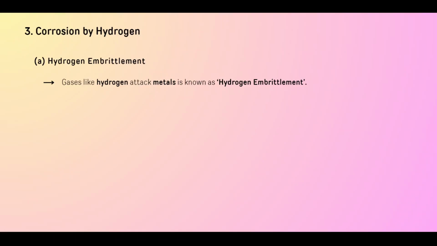Corrosion by hydrogen. The action of hydrogen on metal occurs by two distinct processes. The first one is hydrogen embrittlement. Now here, gases like hydrogen attack the metal. This is known as hydrogen embrittlement. It is due to the formation of nascent atomic hydrogen as a result of chemical or electrolytic action occurring at metal surfaces. Let us see this with an example. Fe reacts with hydrogen sulfide to give FeS plus 2 atoms of hydrogen. That is, atomic hydrogen is formed.